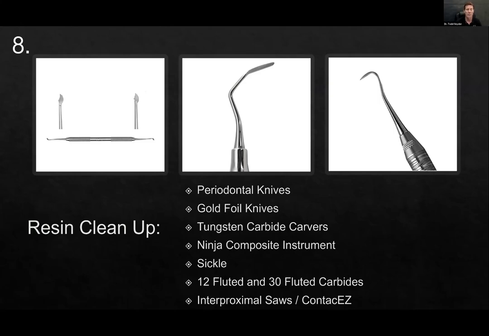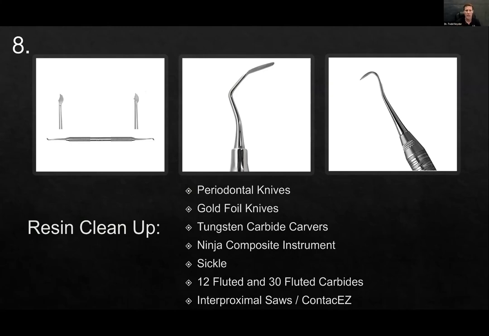That 30 fluted carbide, I can go up and actually touch the porcelain. And if I'm not pressing heavy into it, I can go ahead and rub on the porcelain. It won't really cause any damage. Okay. So again, having the right tools for the right situation. Now from there, you say, well, hey, for me, the biggest spot is, how are you getting that resin from interproximal out, right? That's a tough area to get to.